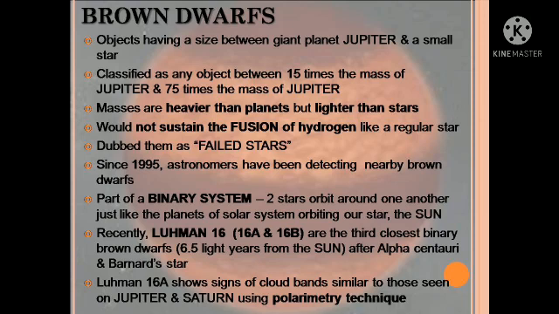Luhman 16A and 16B have been detected as the third closest binary brown dwarfs after Alpha Centauri and Barnard's Star. They found this in Luhman 16A using the polarimetry technique, which is about detecting the light properties in the atmospheric clouds. This was given by the astrophysicist Sujan Sengupta. Using that technique, Luhman 16A showed signs of cloud bands like those seen on Jupiter and Saturn.